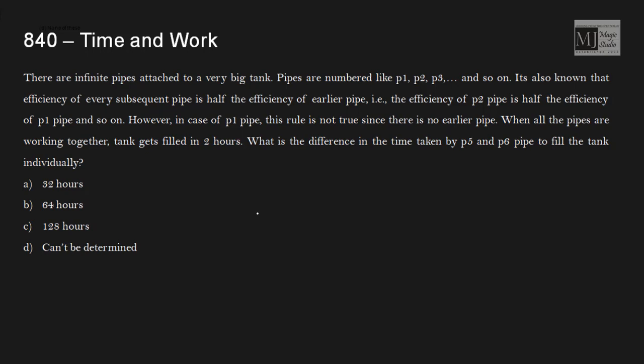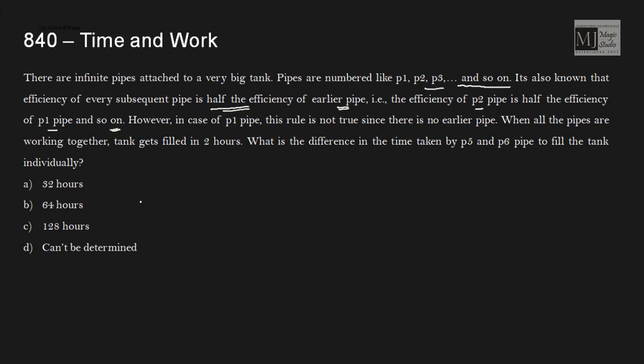So we have one more question on the screen. This is from Time and Work. There are infinite pipes attached to a big tank. Pipes are numbered P1, P2, P3 and so on. It's also known that efficiency of every subsequent pipe is half the efficiency of the earlier pipe. That is, the efficiency of P2 pipe is half the efficiency of P1 pipe and so on.